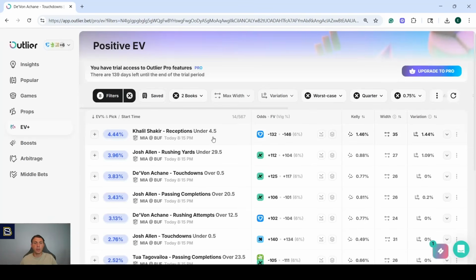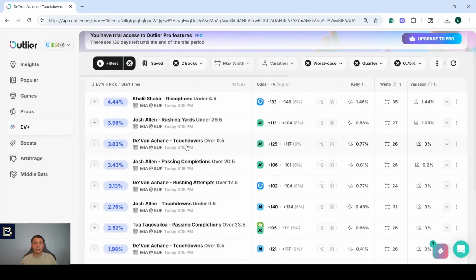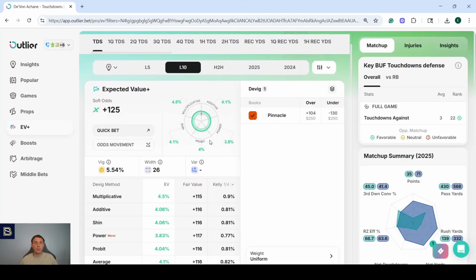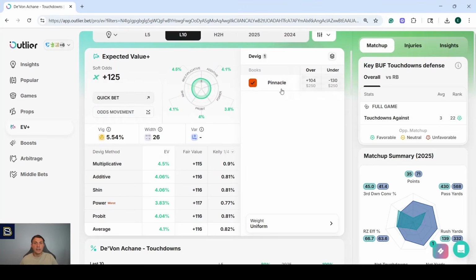Now, based off the shortlist that I made earlier, I'm seeing a player for anytime touchdowns that I shortlisted that I now want to bet on because there's positive expected value. Based on the market, Devon Achane is one of the best bets to make for an anytime touchdown. De-vigged to the penny, using multiple different de-vig methods, you see the expected value on Devon Achane to score a touchdown.